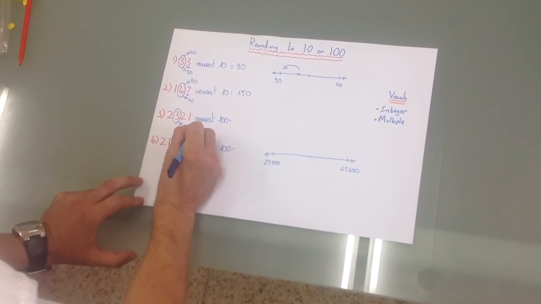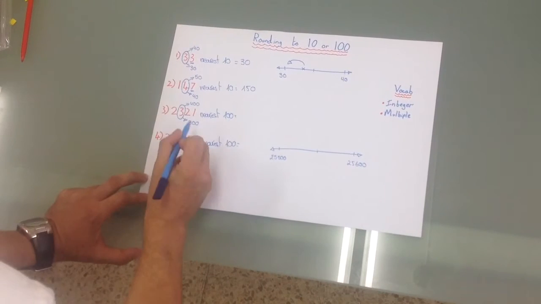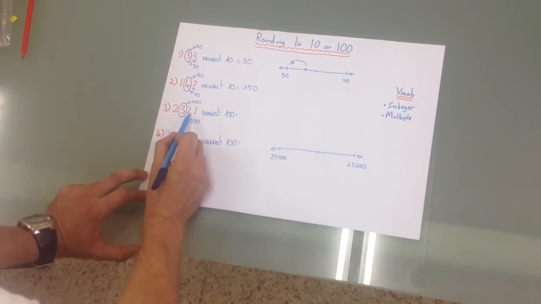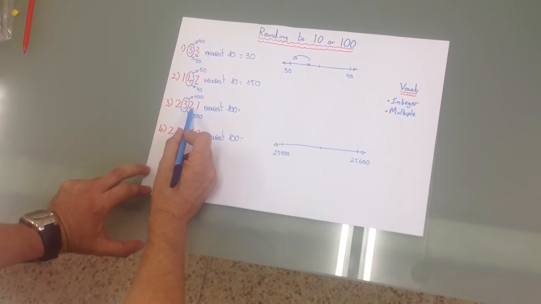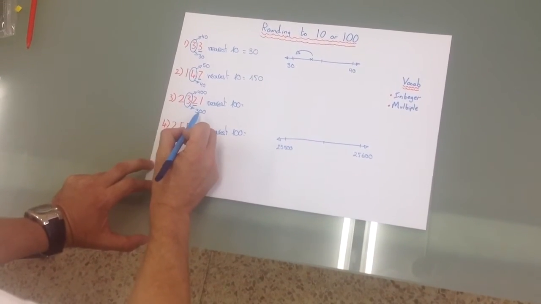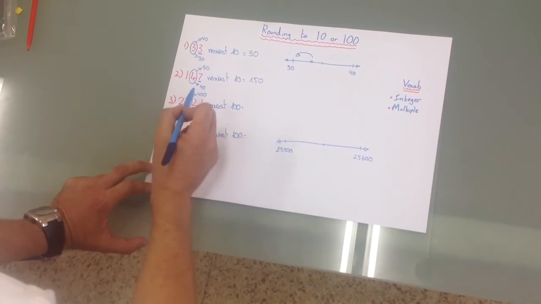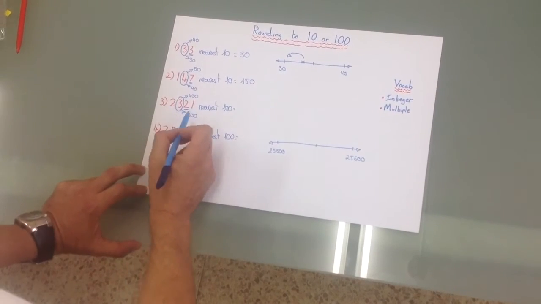2,300 or 2,400. And we've got to look at the next digit. In this case it is the tens. It's a 2, therefore lower than 5, which means that obviously the closest and nearest 100 is going to be 300. 400 will be much further. So our answer will be 2,300.